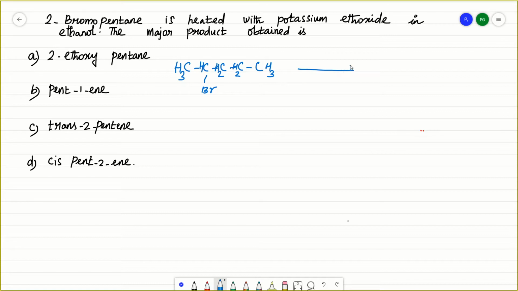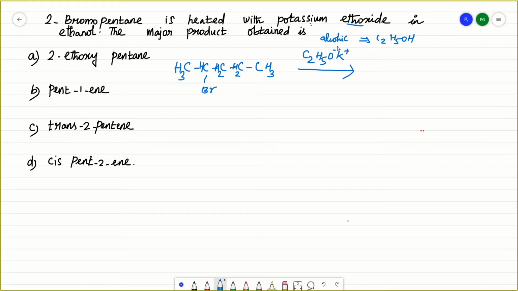On heating with potassium ethoxide. Eth means what? 2 carbon. That is C2H5O K. This is potassium, so this is O minus and K plus, in the presence of ethanol. That means this is alcoholic. Ethanol is C2H5OH.